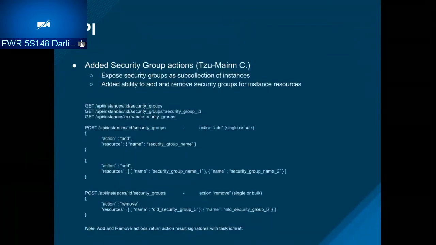Okay, so we have one enhancement from 2 main. This was exposing the security groups as a sub-collection for instances. So you have the fetchers getting the security groups off of instances as a sub-collection, the resources, as well as two actions for them to be able to add and remove security groups for instances. That can be done by doing a single, as you see the first post signature, or you can do that in bulk for adding multiple in one call.